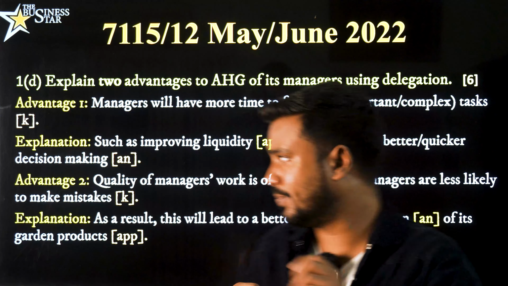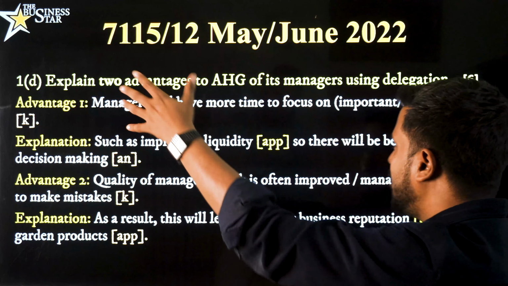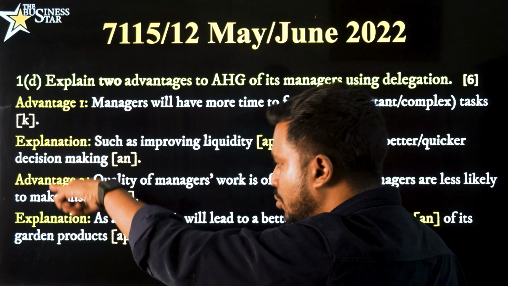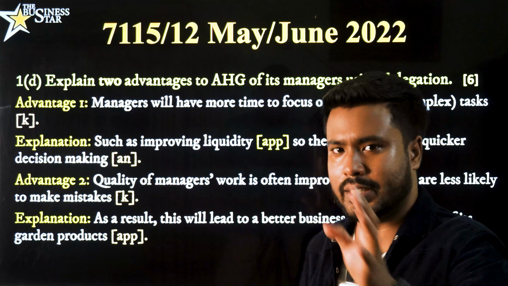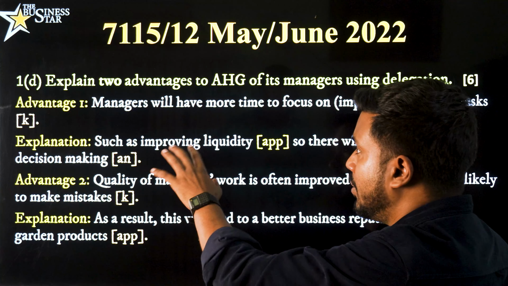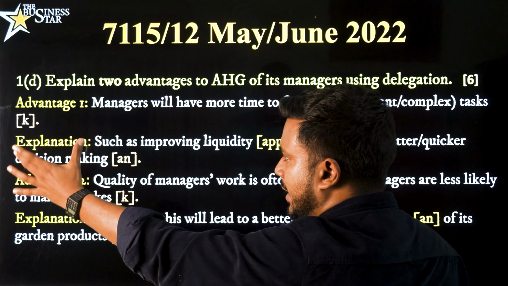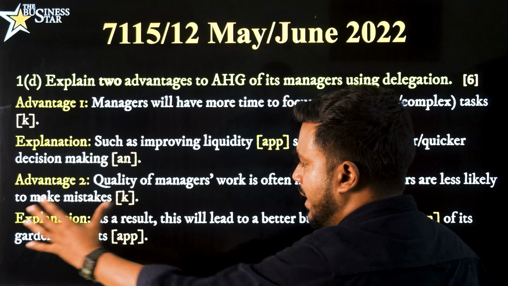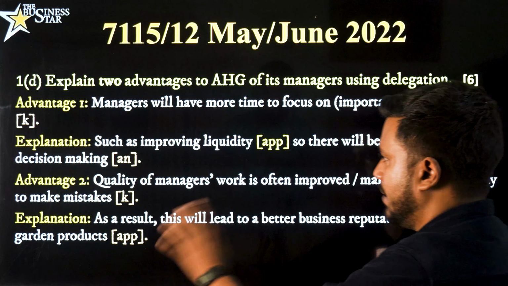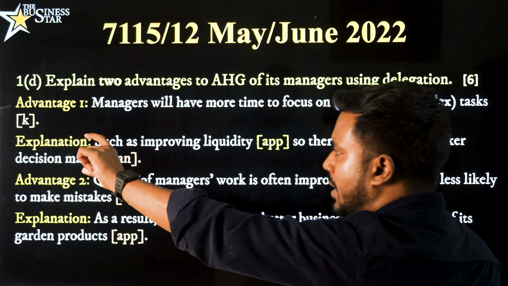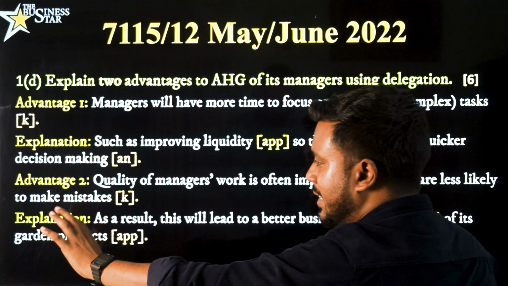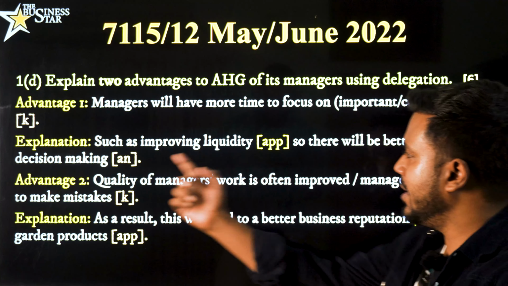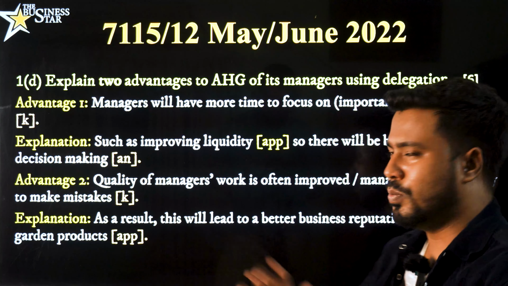Both are correct. Since the whole question is of 6 marks, advantage 1 in total consists of 3 marks, and advantage 2 in total consists of 3 marks. 3 plus 3 is equal to 6. So let me break down the answer for you. You can see that in advantage 1, we've used knowledge. In the explanation, we will be using application and analysis. Again, in advantage 2, we will be using knowledge. In the explanation, we will be using analysis and application. Here in explanation 1, we have used application and analysis. Here in explanation 2, we have used analysis and application. See, we have swapped it. Application, analysis, analysis, application. Both are correct.